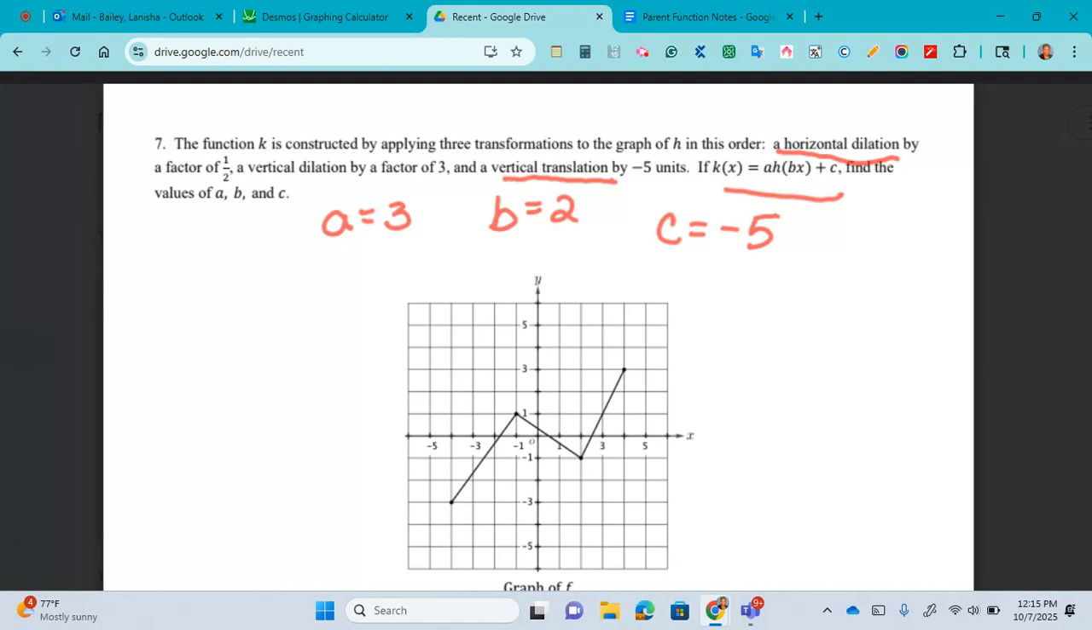All right, let's construct it. We're gonna construct it. Any questions on this? We're gonna start making them.